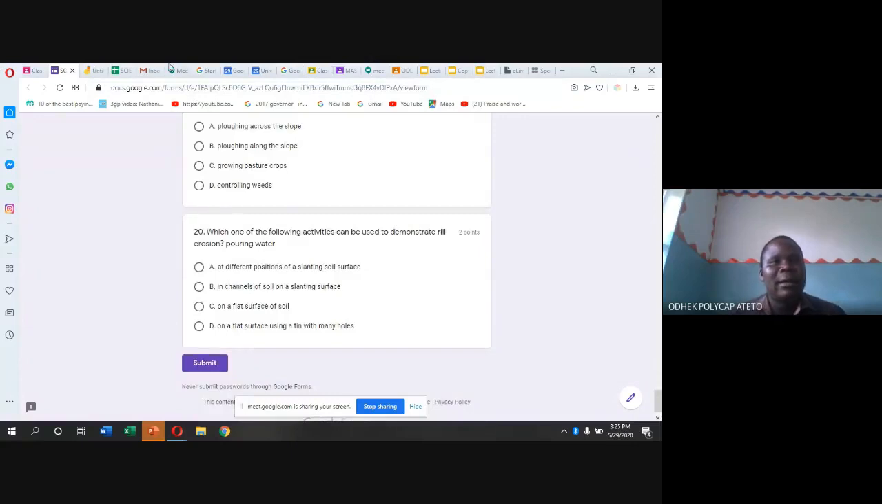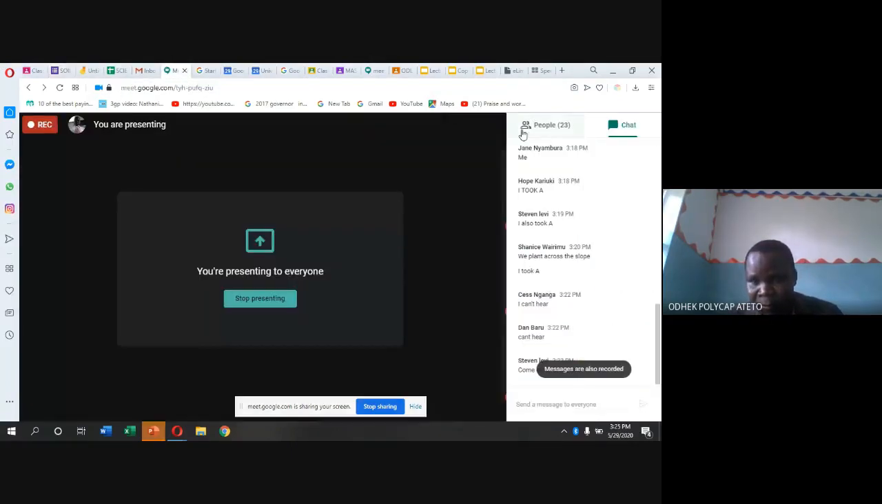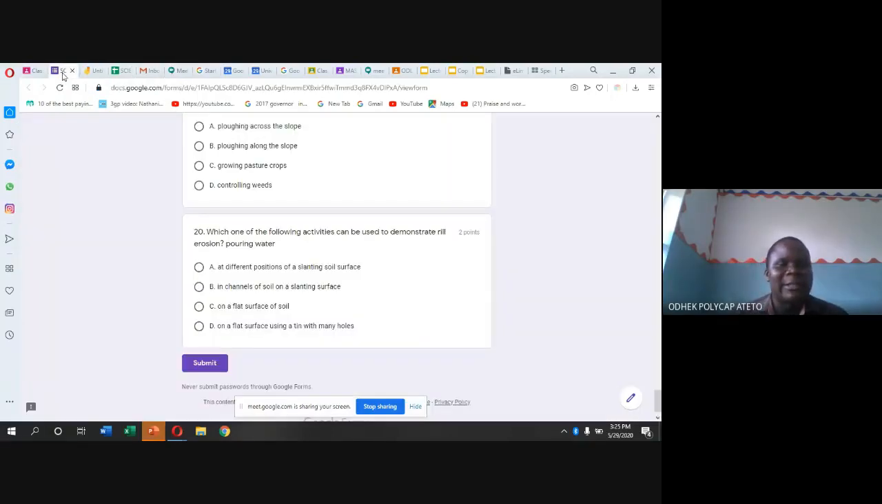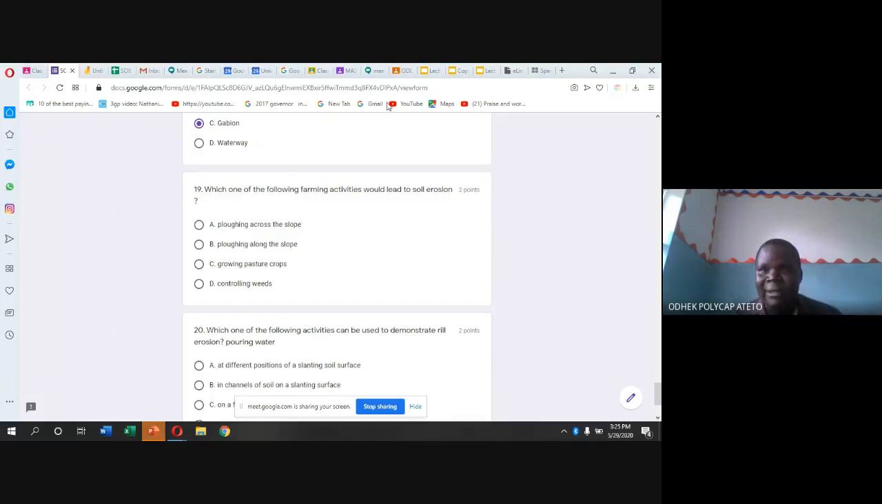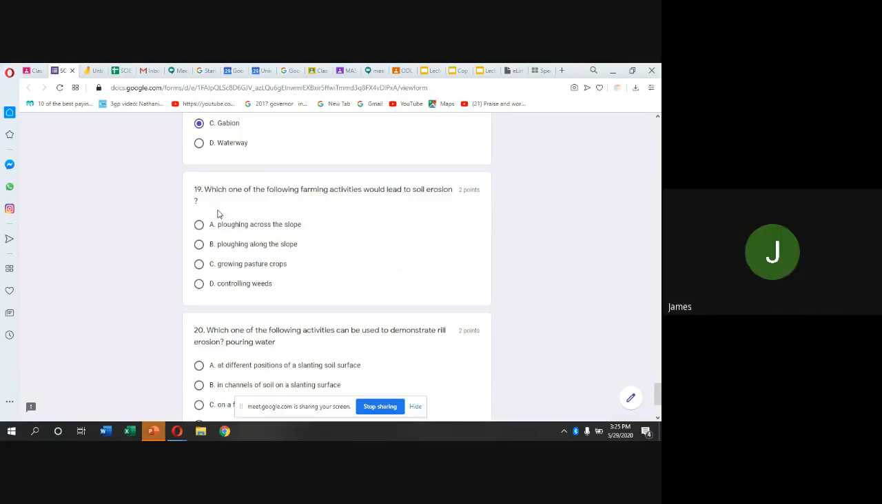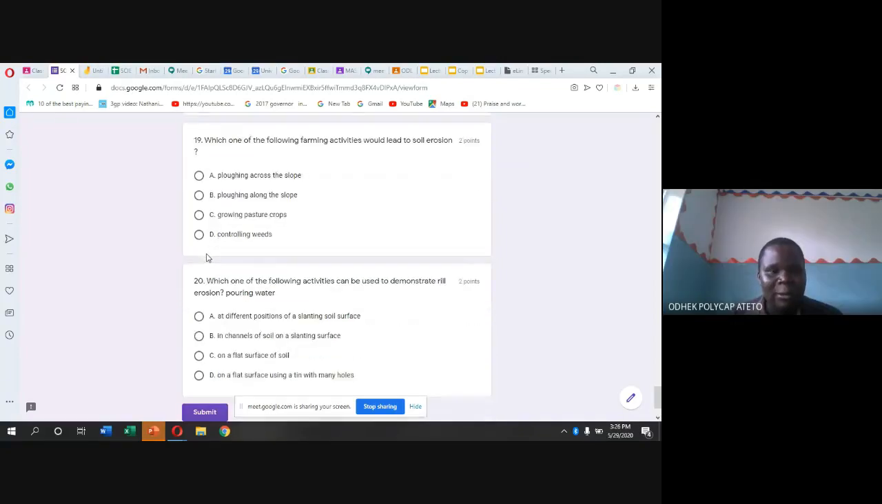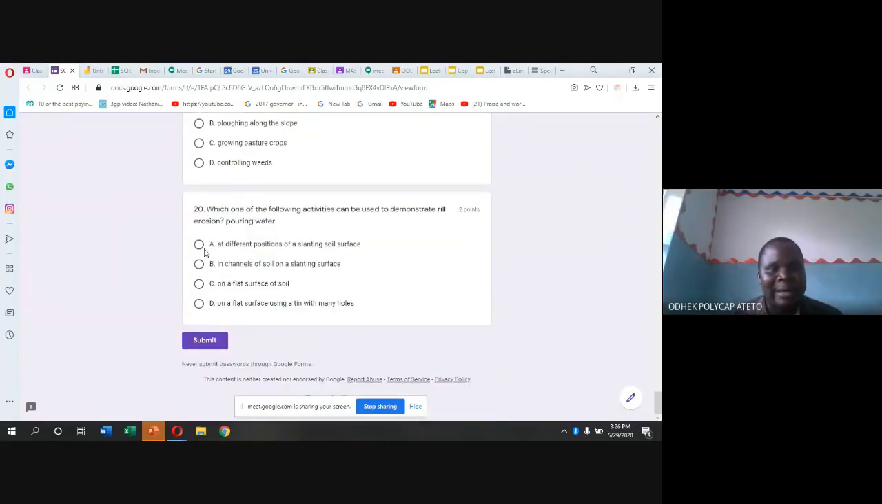Correct. Tanya, do we have any number? There's number 19 and 20. So let's just do all of them. Read it, James. Number 19. Which one of the following farming activities will lead to soil erosion? Plowing along the slope. So that one we have said we are supposed to do what? Plow across the slope, along the contours. Is that correct? Yes. I hope the person who failed there now can explain that question.